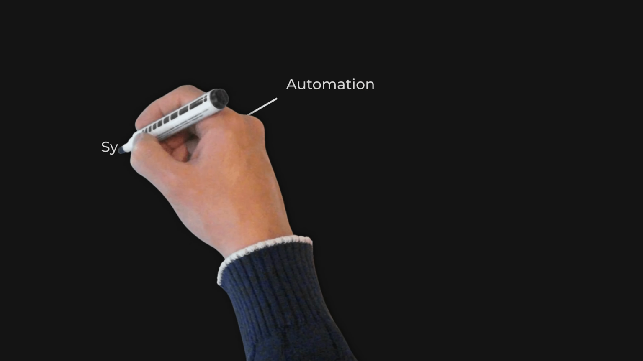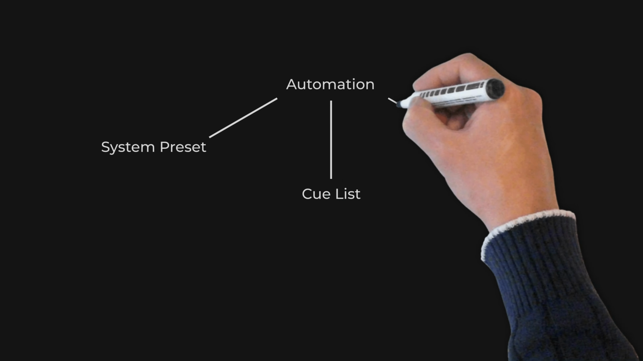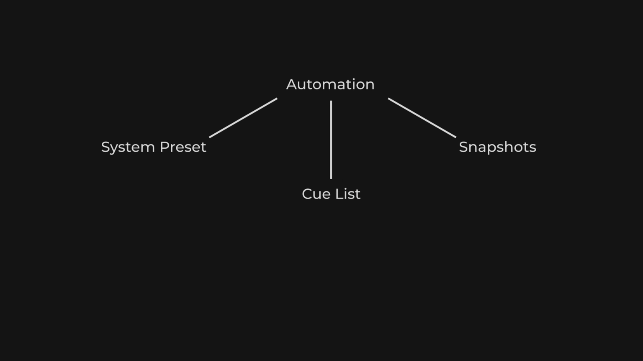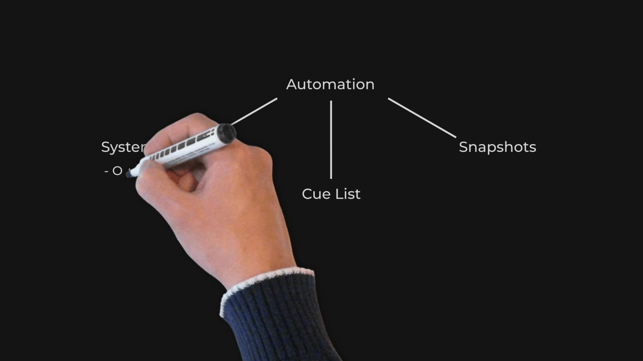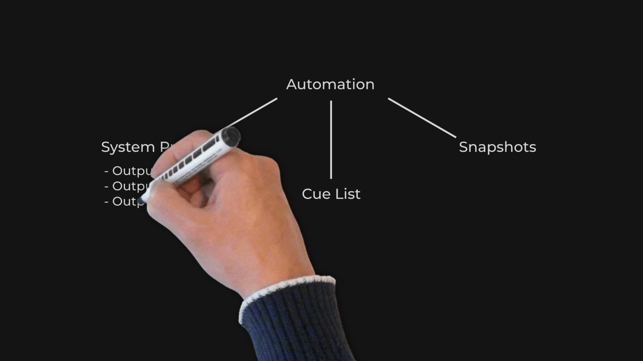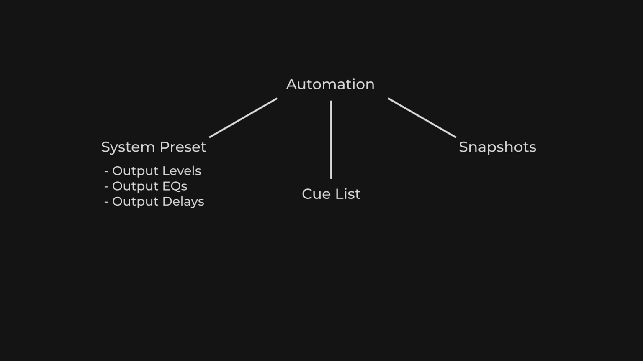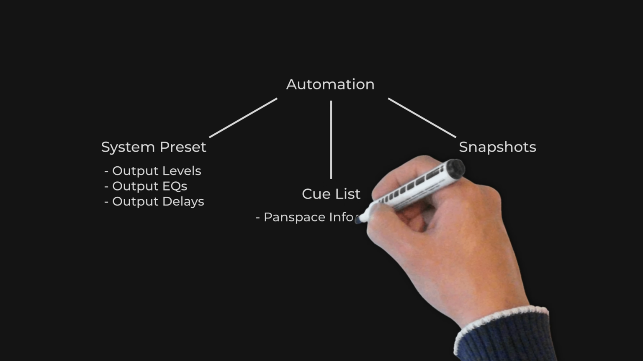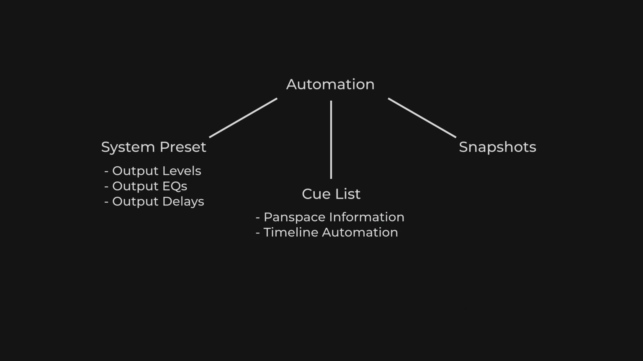Automation in TiMax SoundHub can be split into three features: the system preset, the cue list, and the snapshots. The system preset allows you to store all of your settings relating to the output stage of the processor. This includes your output levels, EQs, and delays. A basic cue list cue contains all pan space position information, as well as all automation that's been written on the timeline. A snapshot is the most powerful and granular option.